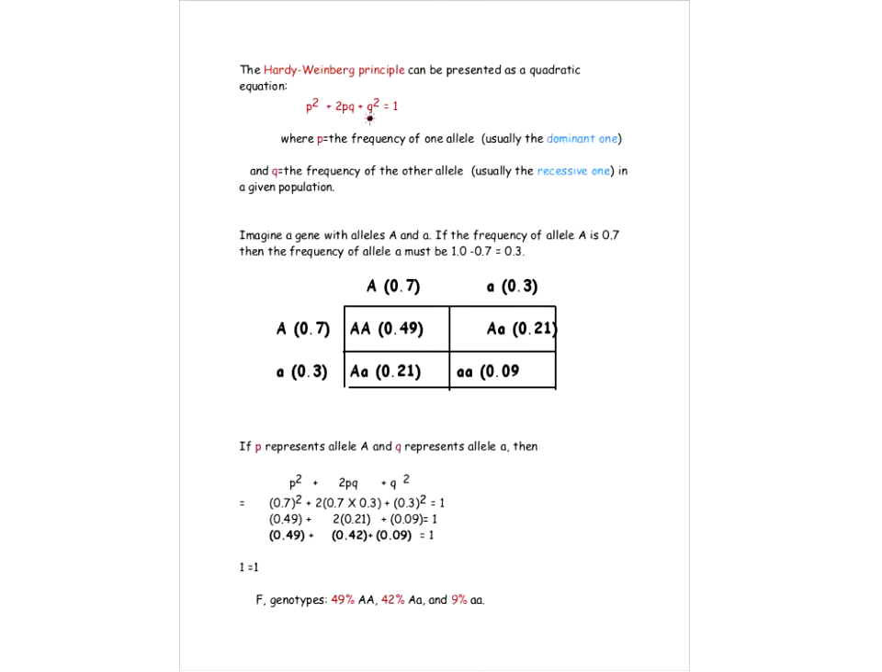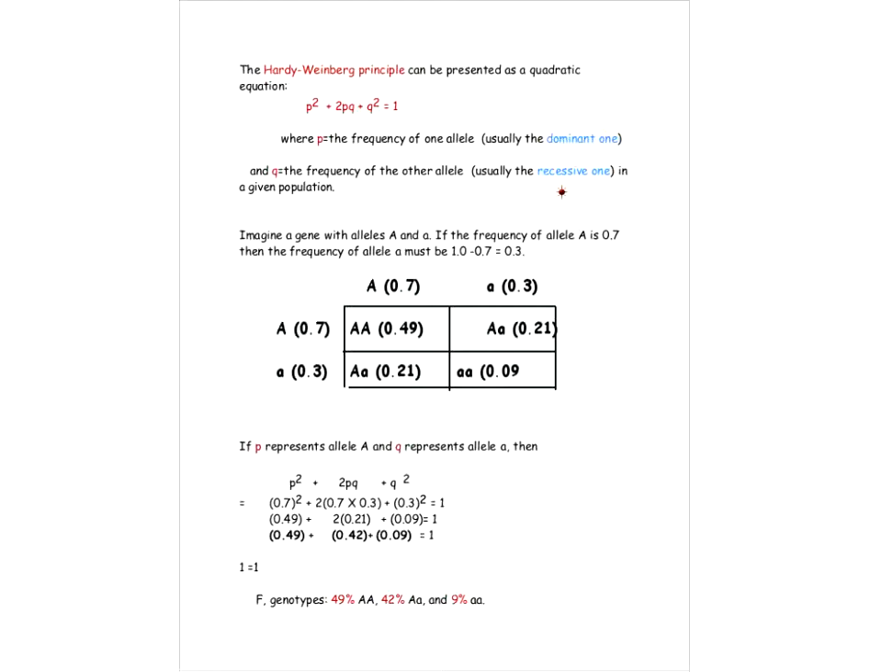So the Hardy-Weinberg principle is represented by this quadratic equation. I don't know if you've seen this before. Basically, we usually represent p as the frequency of one of the alleles, and we usually choose p for the dominant allele. It doesn't really matter that much because p squared or q squared, they're both doing the same thing in the equation. So q represents a frequency usually of the recessive allele.